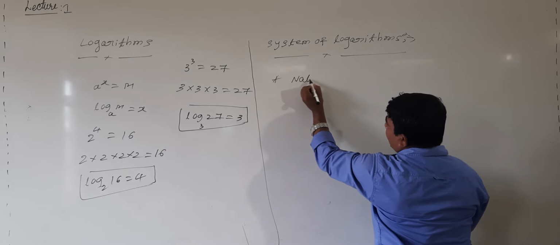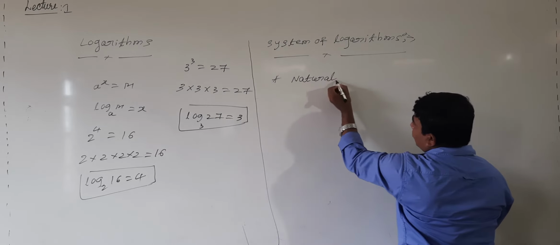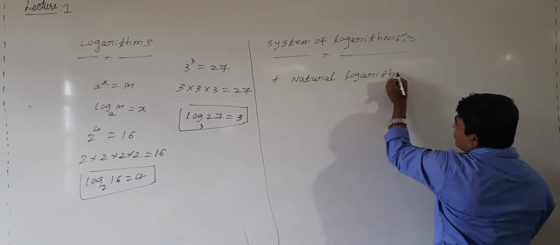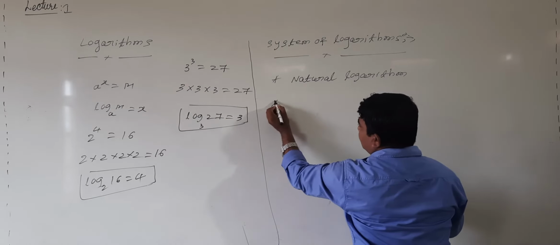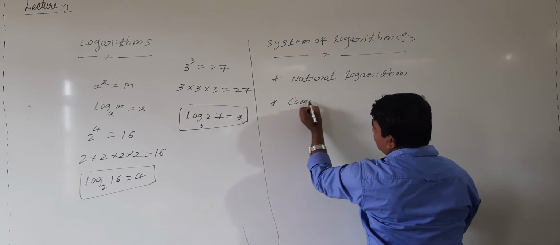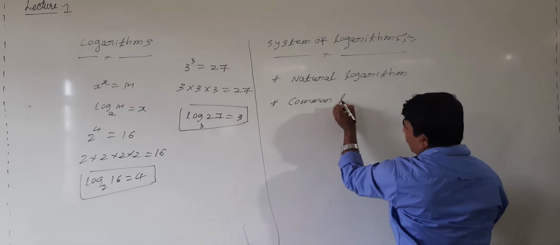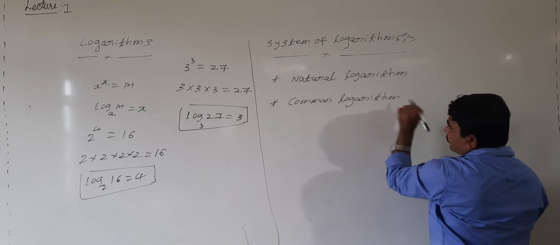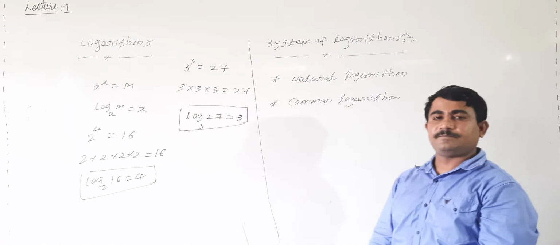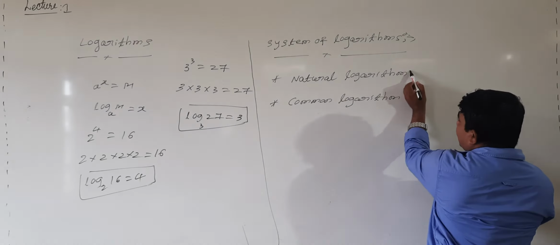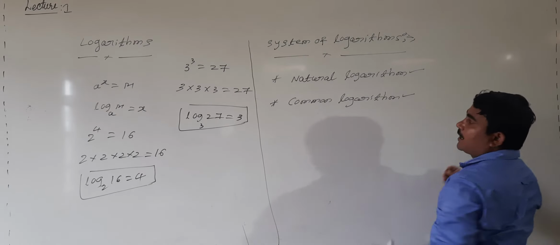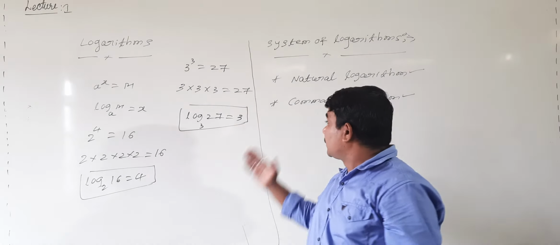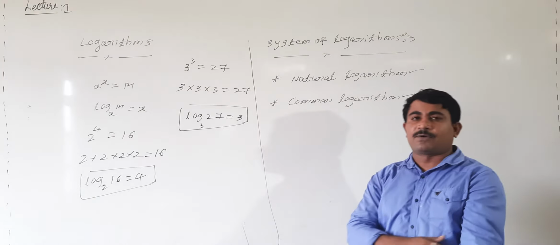Two systems of logarithm are there. One is the natural logarithm, and second one is common logarithm. Then what is the natural logarithm? What is common logarithm? ಸಾಮಾನ್ಯ ಲಘುಗುಣಕ ಅಂತ ಕರಿತೀವಿ, ಇನ್ನೊಂದು ನೈಸರ್ಗಿಕ ಲಘುಗುಣಕ ಅಂತ ಕರಿತೀವಿ.